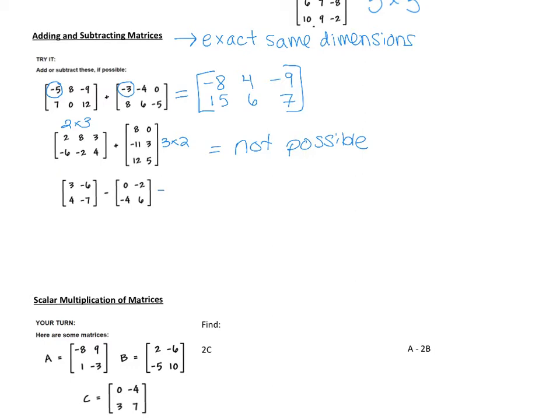Now subtracting is going to work the same. I'm going to subtract the same spot in each matrix. So I'm going to subtract this first entry, 3 minus 0, will give me 3. -6 minus -2 will give me -4. 4 minus -4 will give me 8. And -7 minus 6 will give me -13.